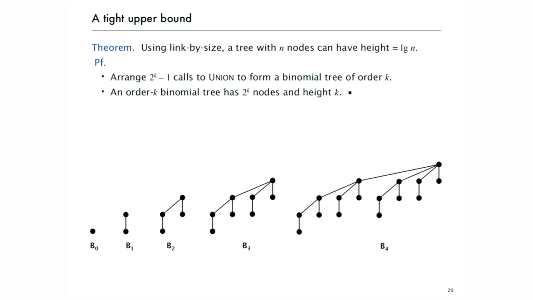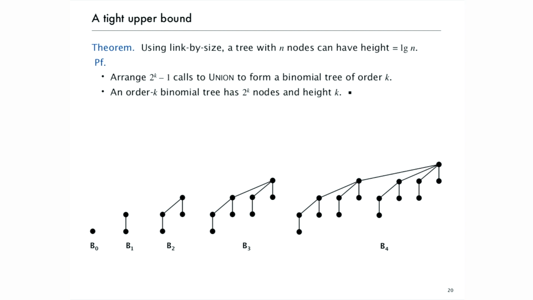Okay. So now I'm going to give you an example which will show you that if we use this heuristic where we link things based on their size, then we cannot beat log n. Why? All of you have seen binomial trees, binomial heaps. This is how binomial trees are made: arrange 2^k - 1 calls to union to form a binomial tree of order k. Any order k binomial tree has 2^k nodes and height k.